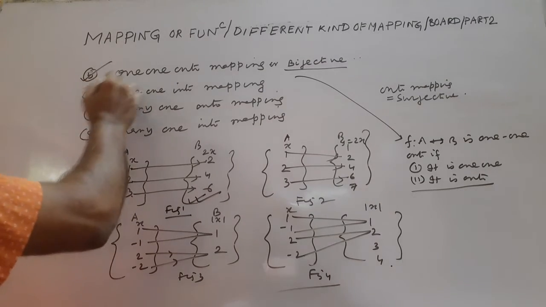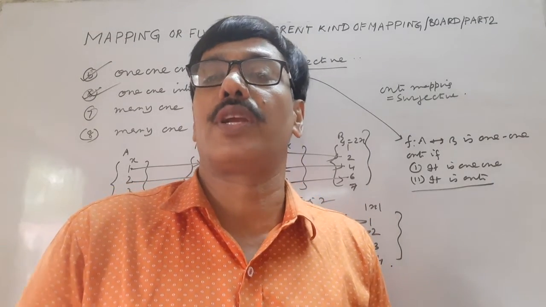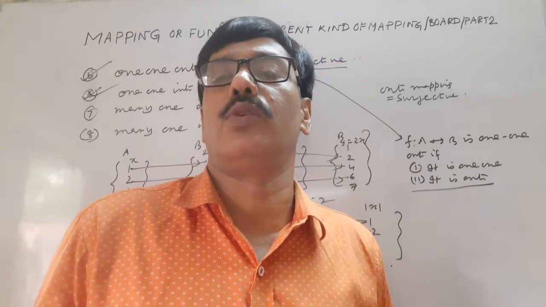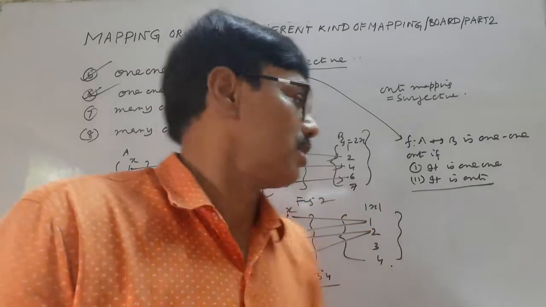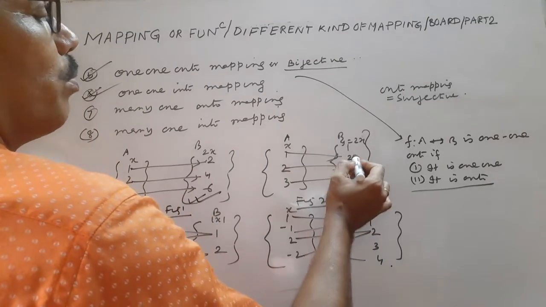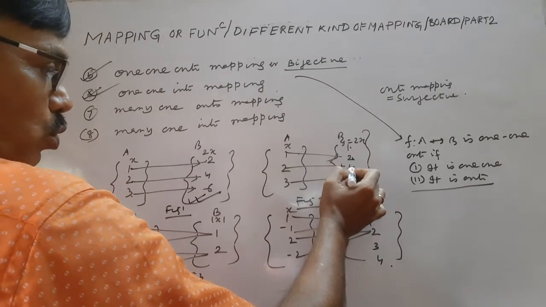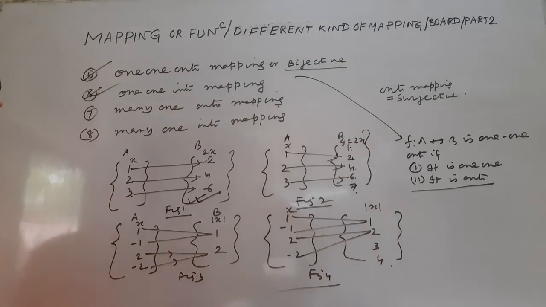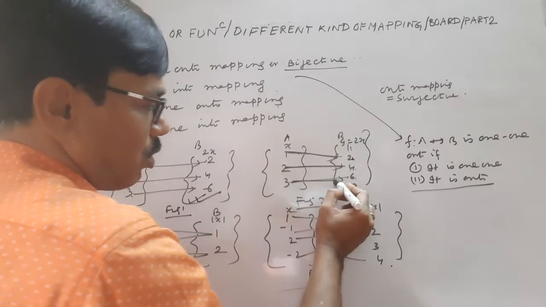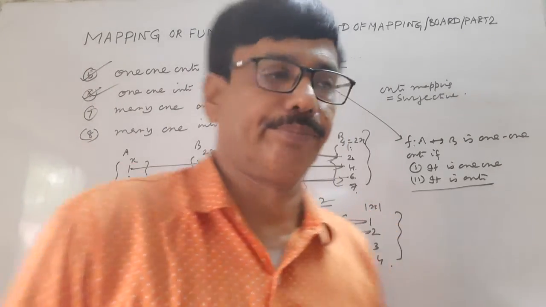Then number 6, one-one into. Into means range is a subset of codomain. That is, there is some element in B which is not an image. So look at figure 2. Codomain is 1, 2, 4, 6, 7. And what is range? 2, 4, 6. 1 and 7 are the extra elements. So this is into. And obviously this is one-one correspondence. So this is one-one into mapping.